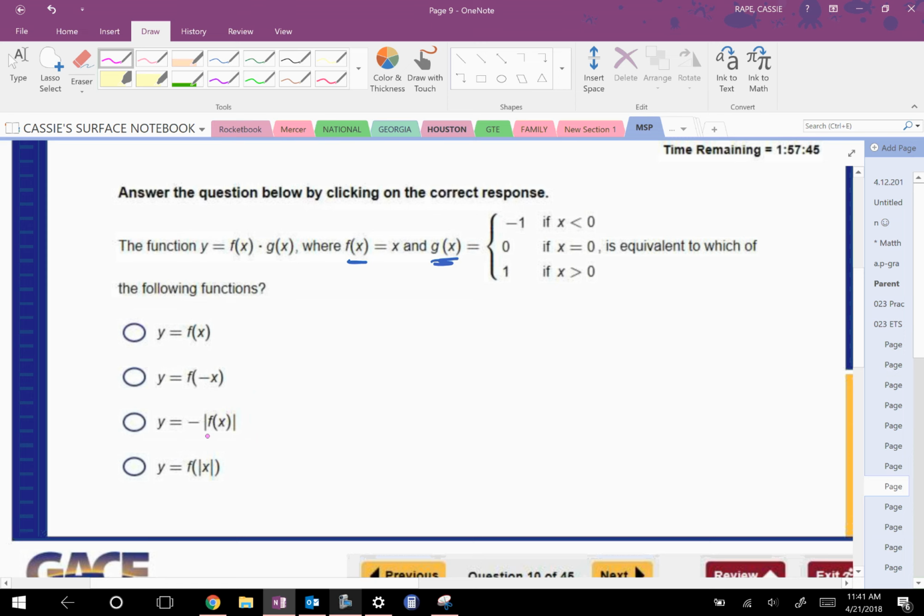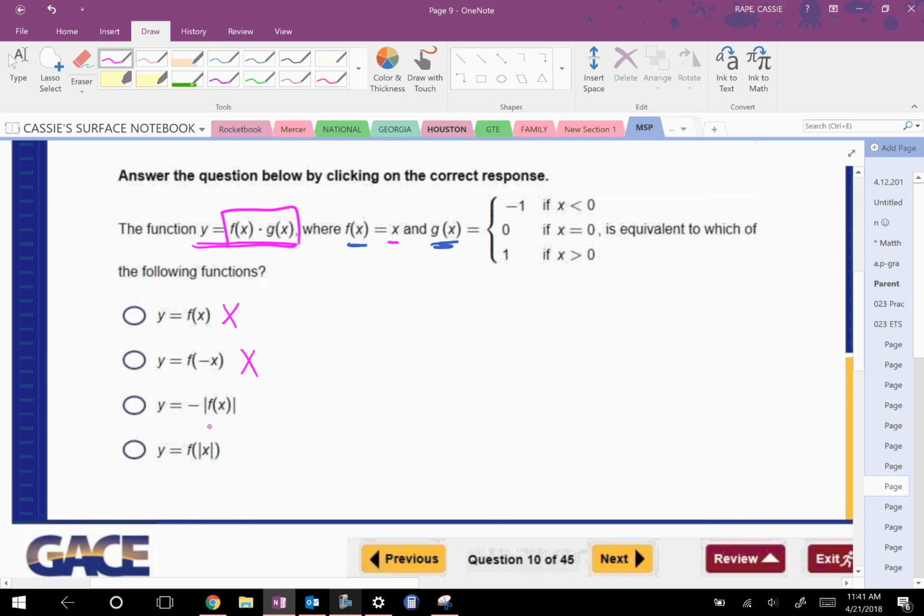You've got to look at this and determine, is y always equal to f of x? In other words, remember that y is the multiplication of the two. Is it always equal to f of x, or x? No, because on the negative side we flipped it. Is it always equal to the opposite of x? No, it's not always the opposite, because on the positive side it was exactly x. Is it equal to the absolute value of the negative of x? No. What about if you took the absolute value of x and did the function? Would you always get the same answer? Yes. So the answer is D.